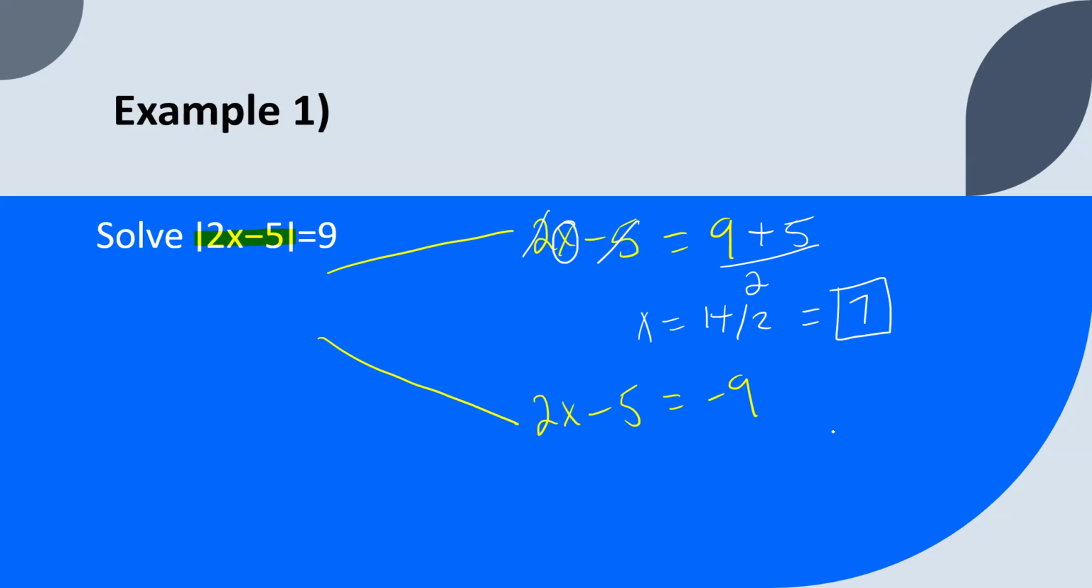The same steps that I did there, I'm going to do here again. So we're going to add 5. Done. Divide by 2, because the opposite of multiplication is division. So now we know x equals, what is negative 9 plus 5? Negative 4. Negative 4 divided by 2 is negative 2.